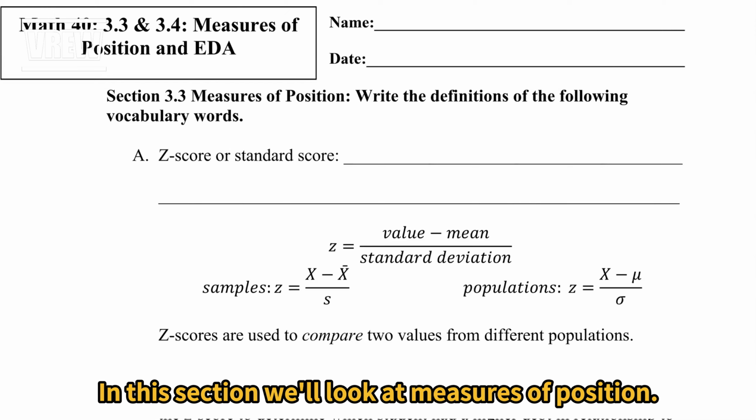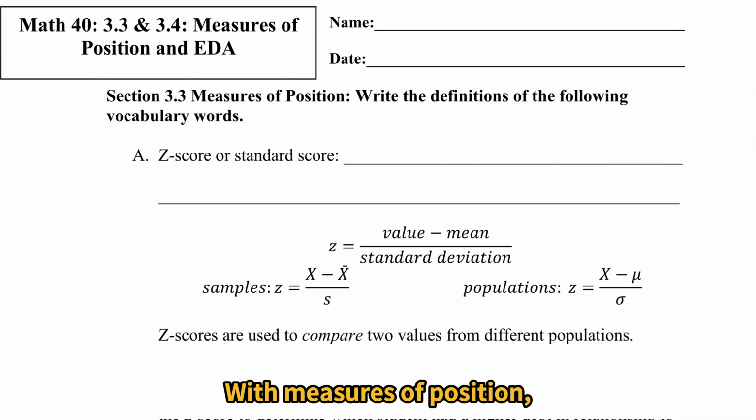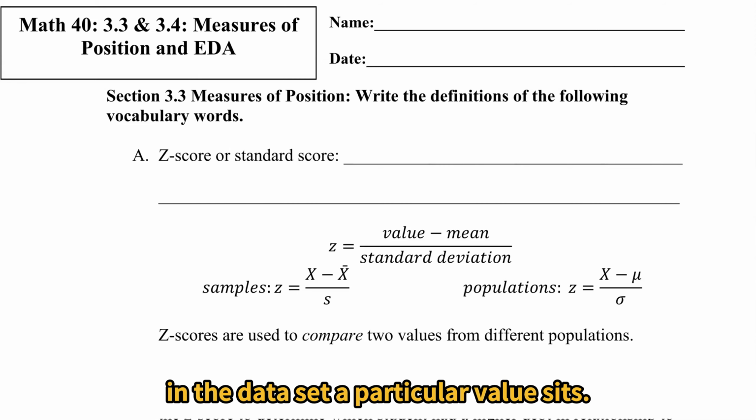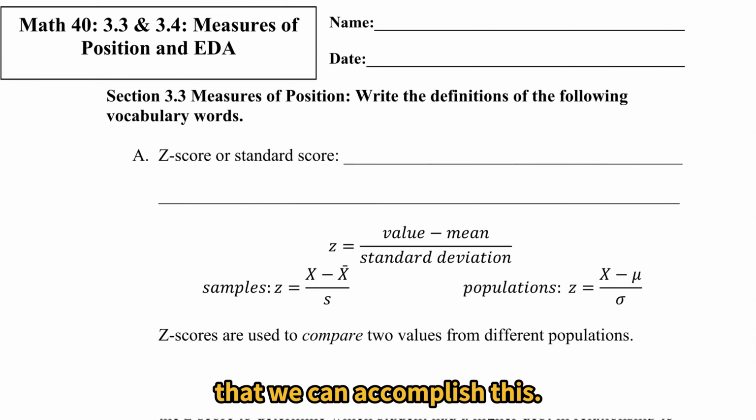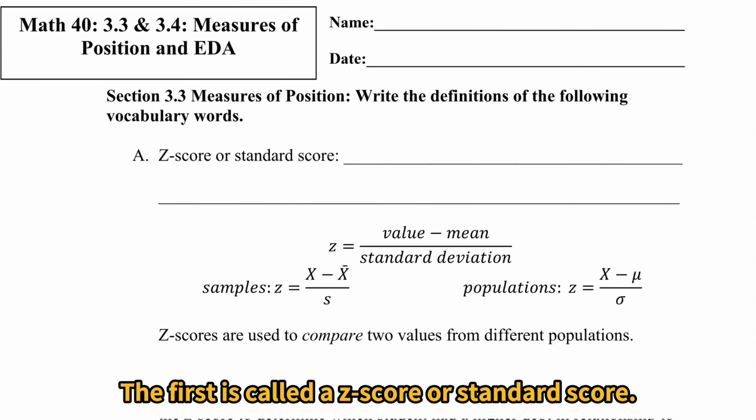In this section, we'll look at measures of position. With measures of position, we want to know where in the data set a particular value sits. And there are several different methods that we can accomplish this. The first is called a z-score or standard score.